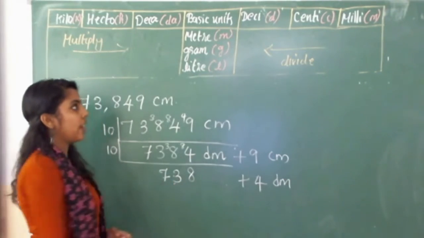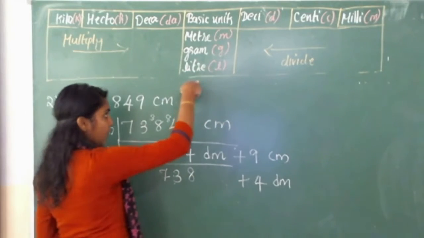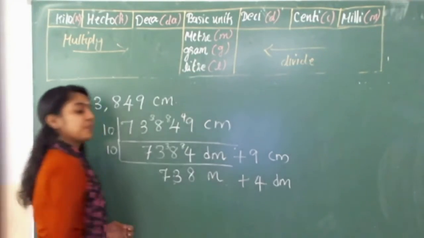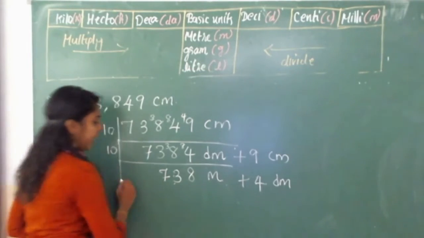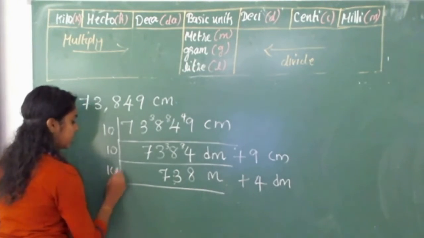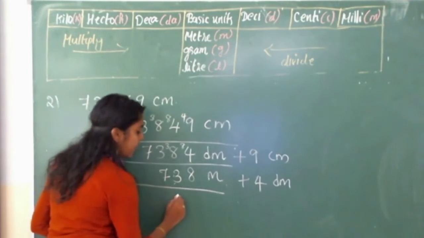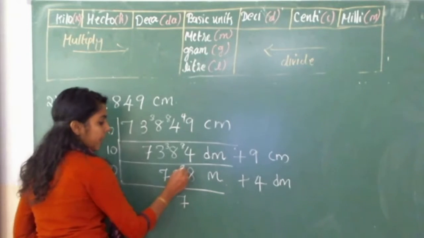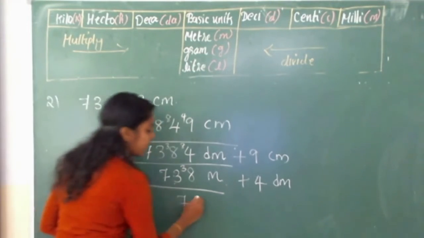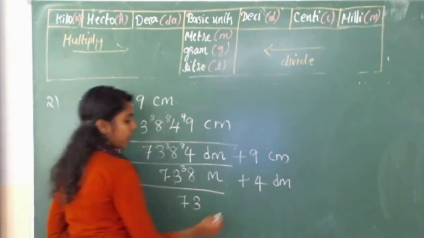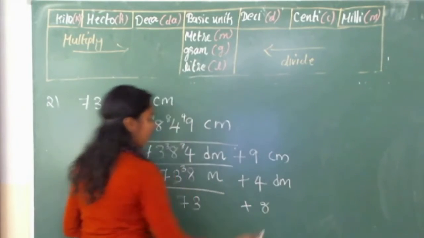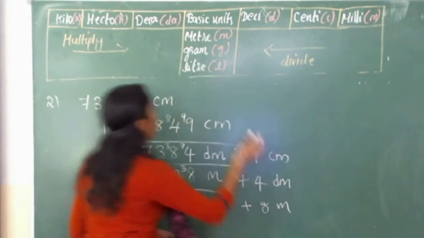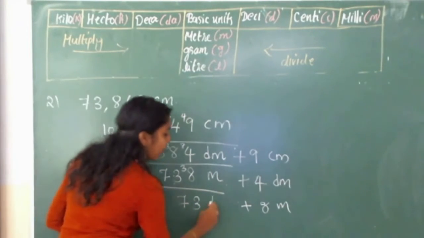Then 738 is decimeter; after that, the basic unit. What's the basic unit of this? Meter. Okay, again 10. Then 10 7s are 70, remainder 3. 10 3s are 30, remainder 8. The 8 belongs to this meter. After meter, decameter.